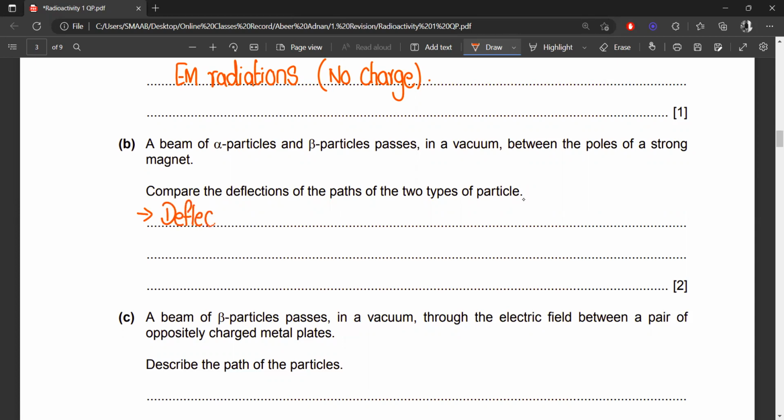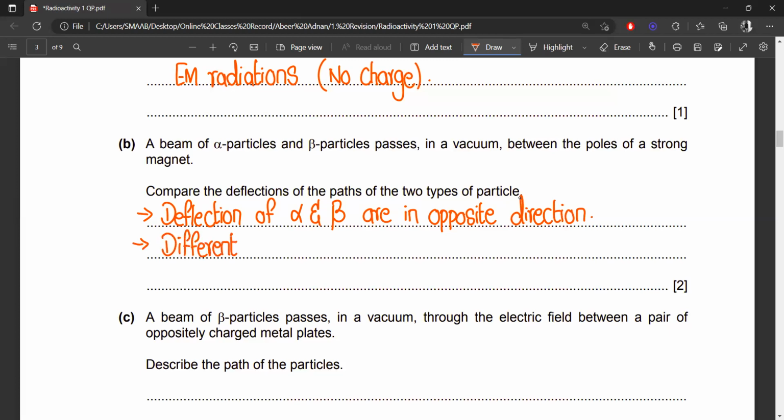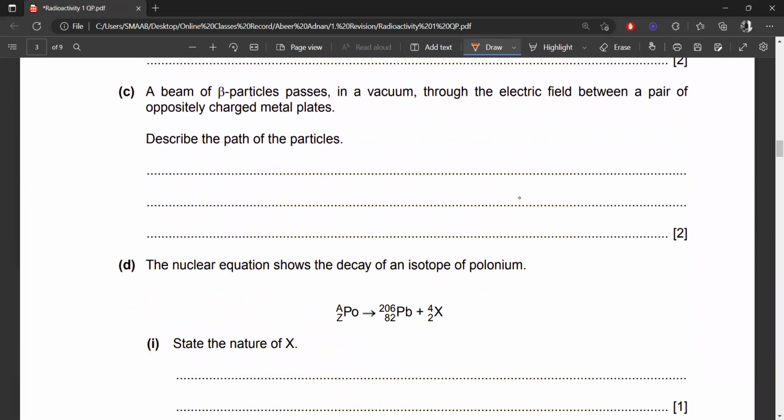Deflection of alpha and beta is in opposite directions. So related to alpha and beta, both will deflect in opposite directions. So the deflection is different and the direction is different, right? So, continue with the other part.